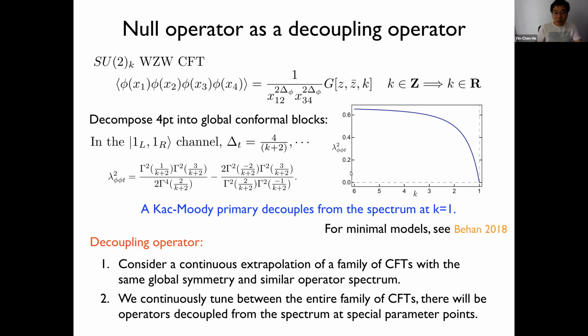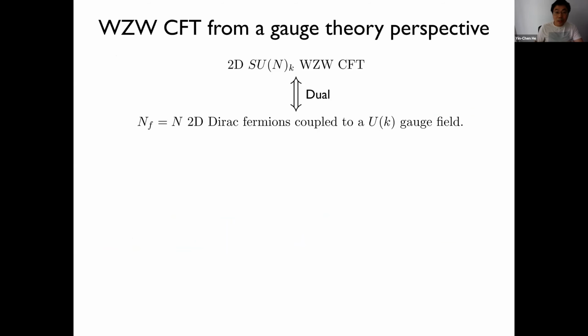But this notion of decoupling operator can be generalized to higher dimensions. And to make it work, it'd be good to discuss a very interesting perspective on Wess-Zumino-Witten CFTs. That is, indeed, the 2D Wess-Zumino-Witten CFT has a gauge theory description. For example, we can just consider the SU(N) level k Wess-Zumino-Witten CFT.